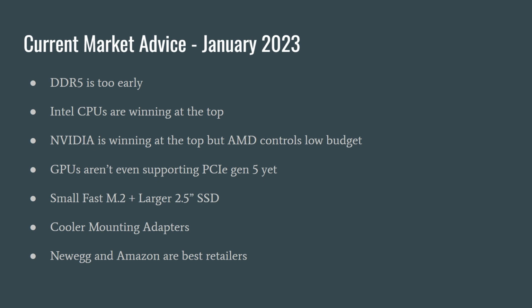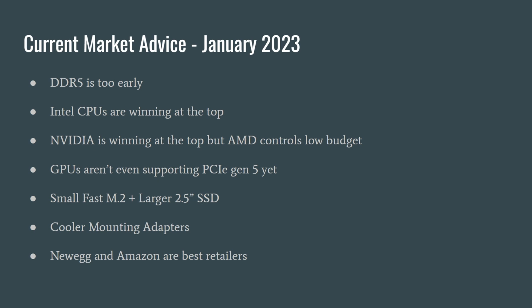Intel CPUs are winning at the top right now. It kind of flip-flops every once in a while, but currently the i7s and i9s, the 12th and 13th gen, are usually beating their AMD counterparts at the price points they're at. So that's just my advice for the top. For the middle and lower sections, it kind of mixes and flip-flops, but generally I think Intel is winning right now.